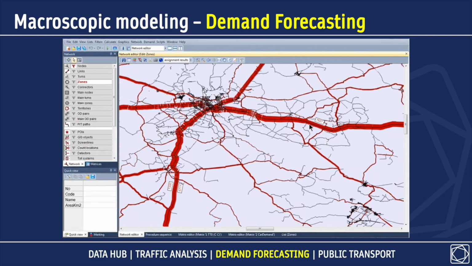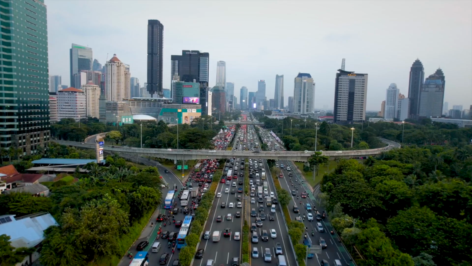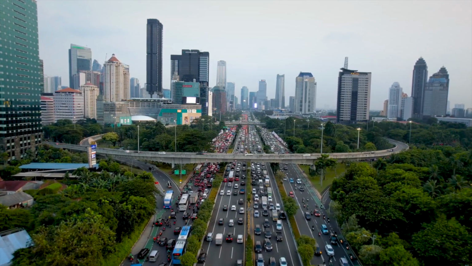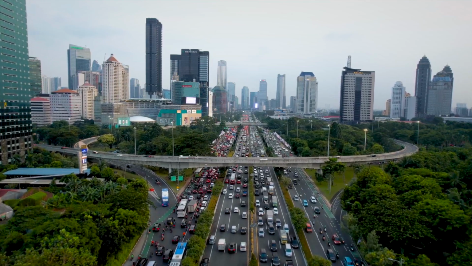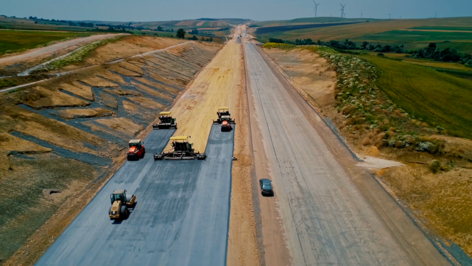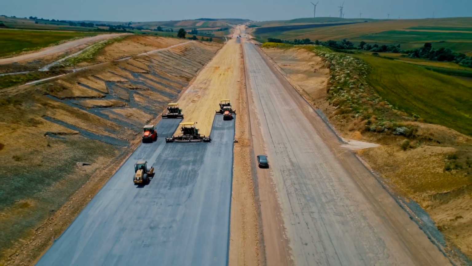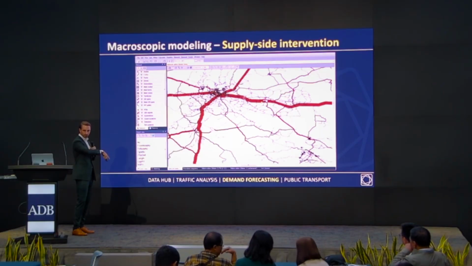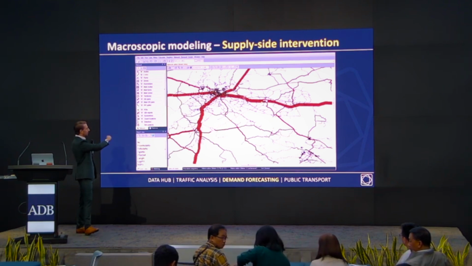You have some bottlenecks as you approach the city center there, and you would like to understand what impact having a new road would have on decongesting the city center, for example. So anyway, in the model, you have your data hub, and very quickly you can do analysis like this.